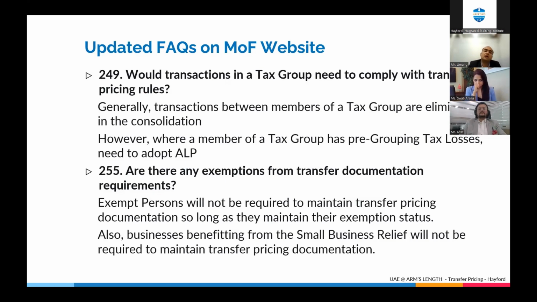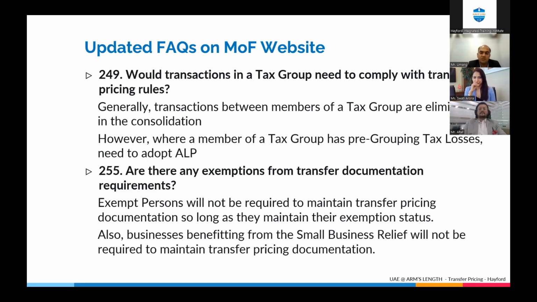However, in case a member of a tax group has pre-grouping tax losses, they definitely need to adopt the ALP. So the idea of having ALP is more like a specific anti-avoidance rule. So you have the provision of GAR, which is General Anti-Avoidance Rule under Article 50 of the Corporate Tax Law. These regulations are more of SAR, which is specific or special anti-avoidance rules, which are targeting only related party or connected person payments, and therefore this becomes applicable whenever there are tax grouping losses.